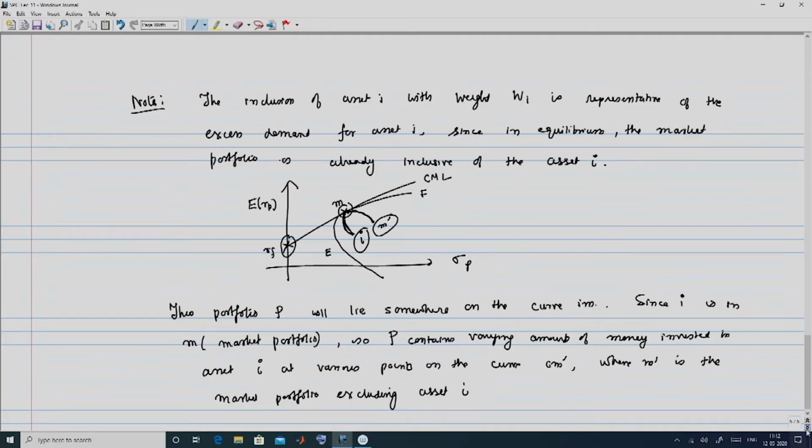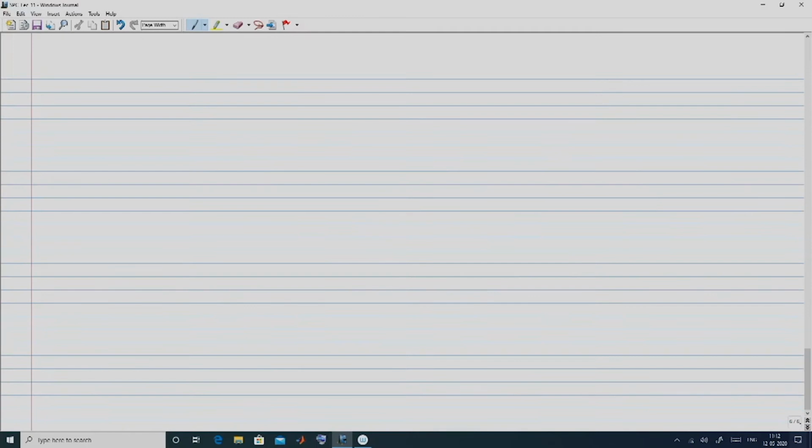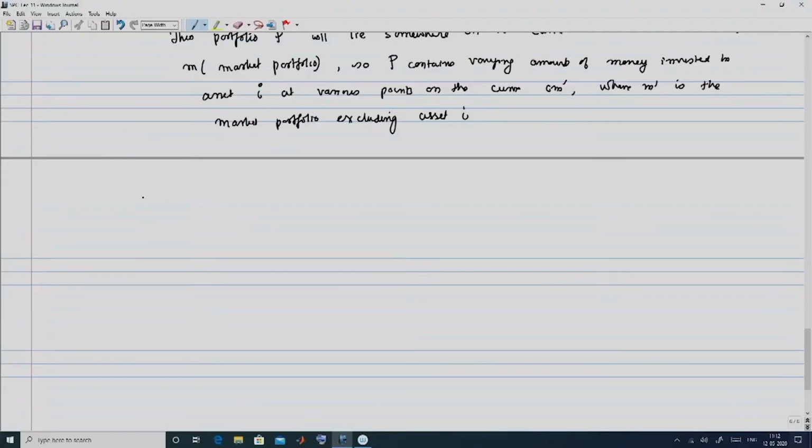So, that means that if we take the market portfolio and remove the ith asset and proportionately increase or decrease the weights of the market portfolio, that will become the new portfolio M prime, which is almost identical to the market portfolio, except that it will not have the ith asset. All right. So, let us now look at a bit of an analysis of this curve I M prime. Accordingly, we will look at what is the expected return and risk.